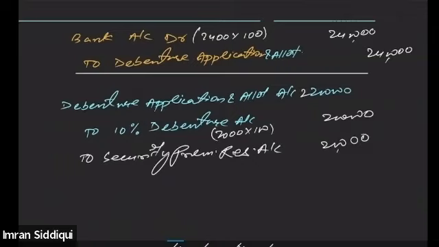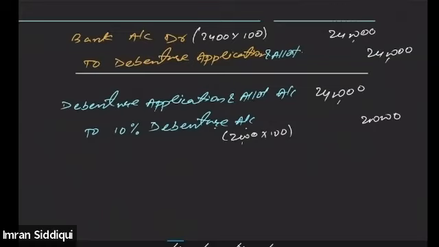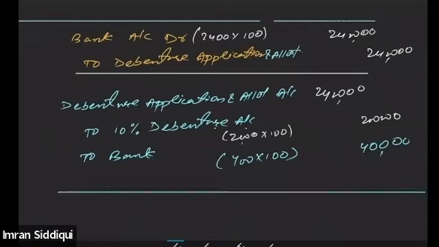Debenture application and allotment account will be debited by 240,000. But the 10% debenture account can only be credited by 2,000 into 100, that means 2 lakh. And the excess amount that we have received on application needs to be refunded to bank account. In respect of 400 debentures, we must have received 40,000, so we'll have to refund that amount. This will be the entry. So everything, as you can see, is the same. Only thing is that this time we have an additional entry for the bank, indicating that we have received this much extra amount that we'll have to refund.